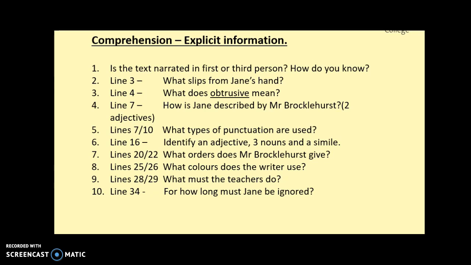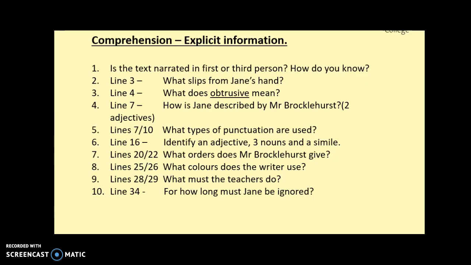So, comprehension, explicit information. Some questions for you to think about. Is the text narrated in the first or third person? And how do you know? Look at line 3. What slips from Jane's hand? Look at line 4. What does the word obtrusive mean? Look it up in the dictionary if you're not sure.